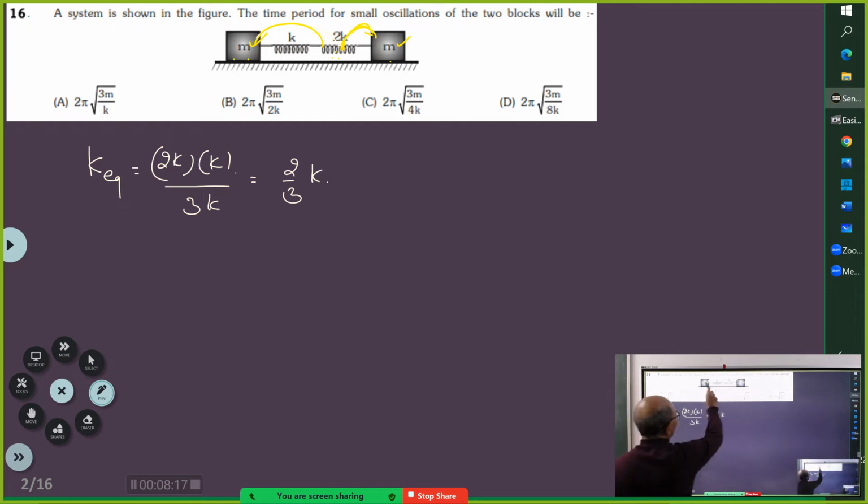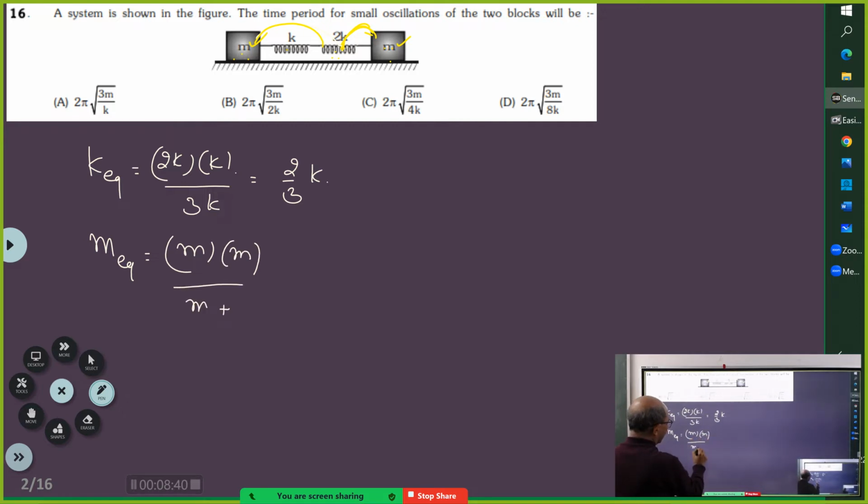So therefore the energies will get transferred, and these two masses will also come in parallel. So I will say mass equivalent here will also be M into M divided by M plus M. So that gives you what? M divided by 2. M by 2. Correct?